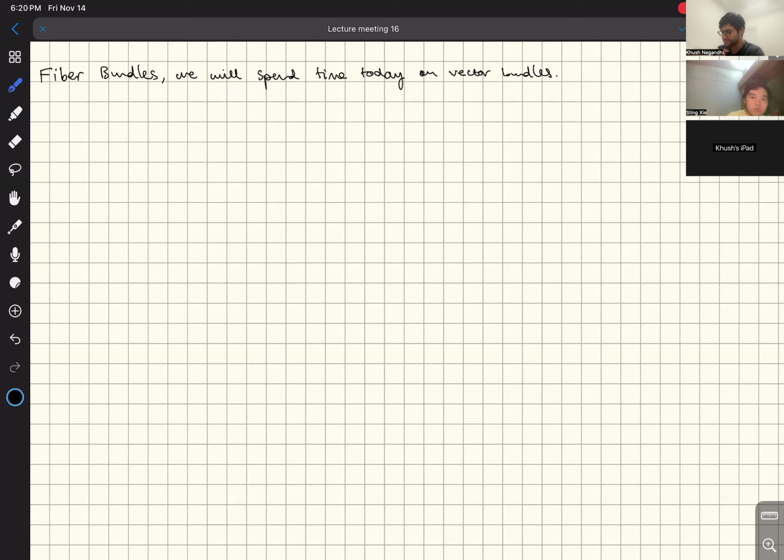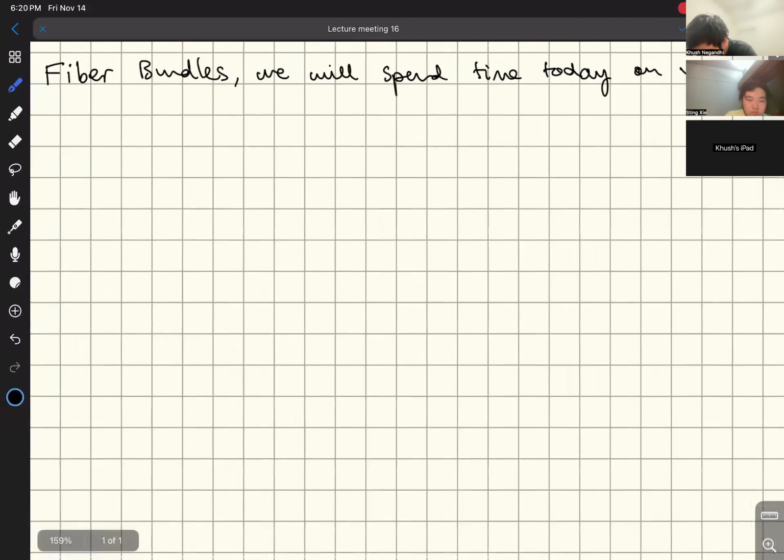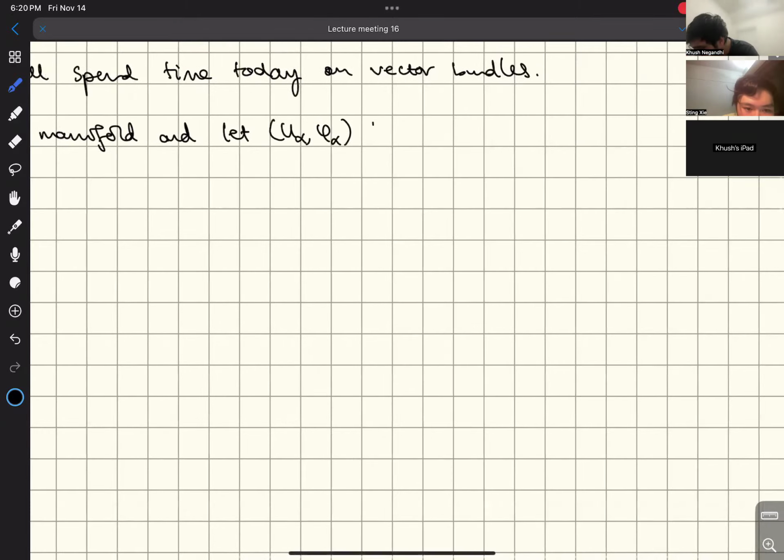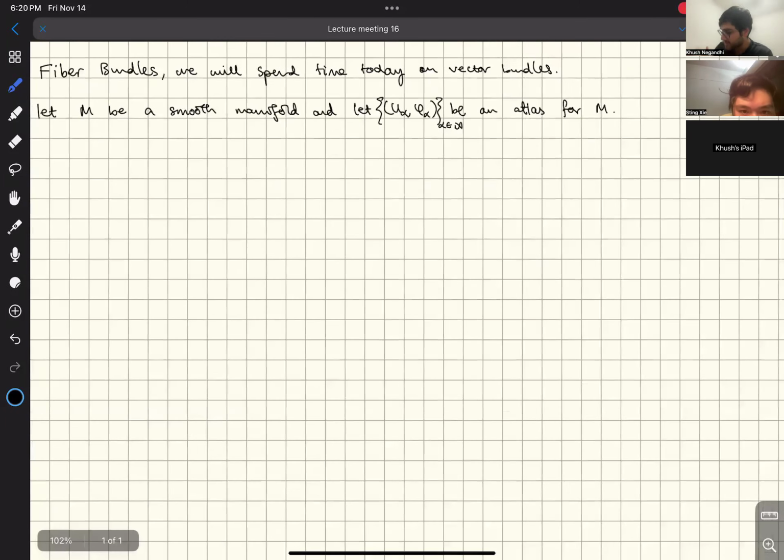Let's see what that means. So I want to start off with my manifold. Let M be a smooth manifold, and let (U_alpha, phi_alpha) be an atlas for M. So we talked about what it means for this to be an atlas and so on.